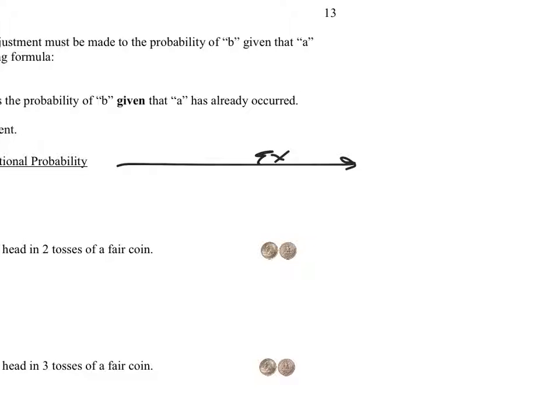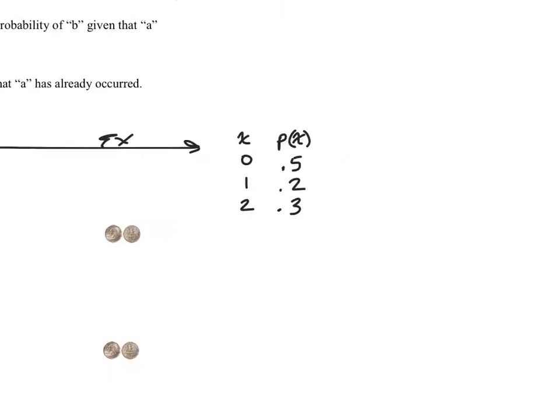Something fairly simple. So let's say you have x and p of x, the x values and the probabilities that go along with them. And let's say the probability of getting no success whatsoever was 0.5. All right, so the probability you're going to fail is substantial. All right, the probability of getting 1 success is 0.2, and the probability of getting 2 successes is 0.3. All right, so that gives us a total of 1, so we know that we're in good shape.